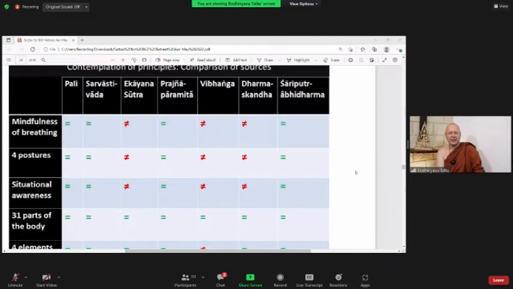And then the same thing for the situational awareness, the third one we have here on the column on the left. Again, only 3 of the sources have situational awareness. 3 don't, again leaving out the prajna paramita. So again, it doesn't really belong in the Satipatthana Sutta.